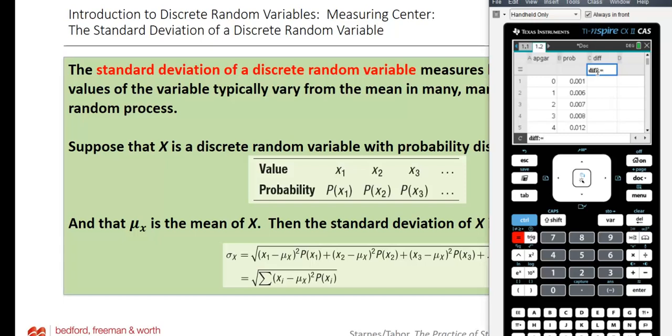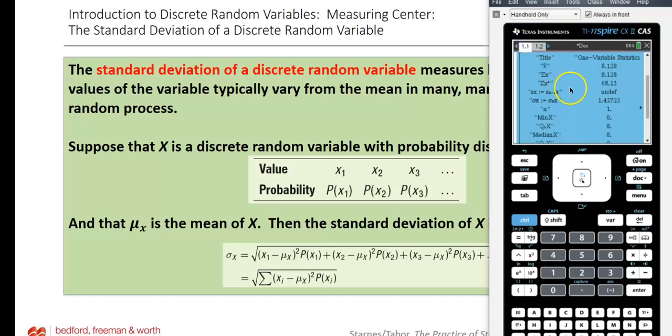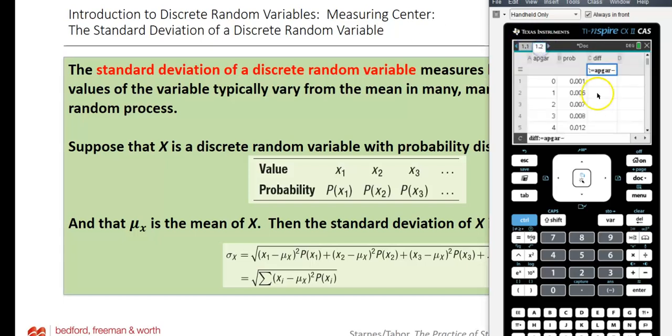See the difference between APGAR minus, I think we found, I need to go back. What was that mean? 8.128. So minus 8.128, which was the mean. So that's going to be the differences column.